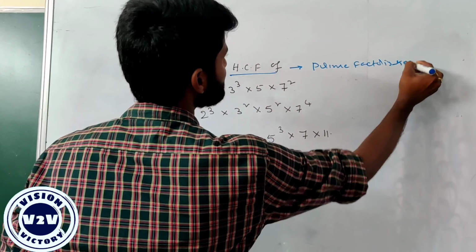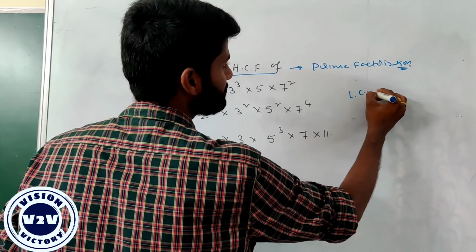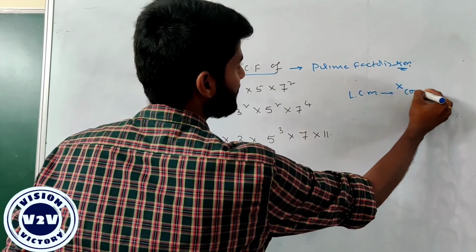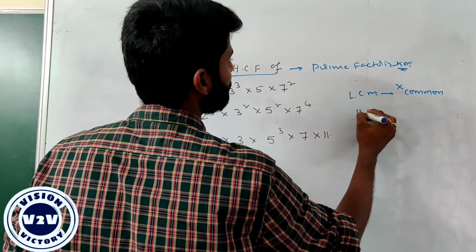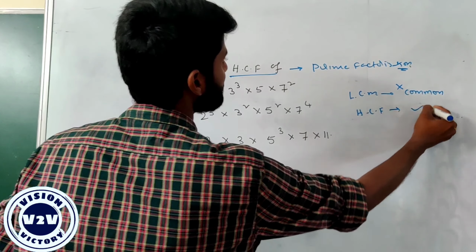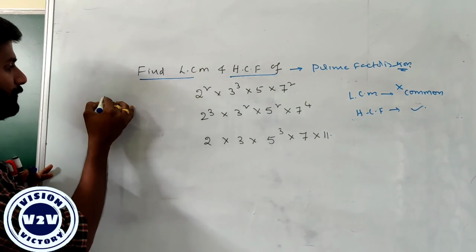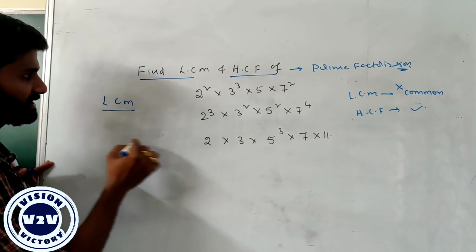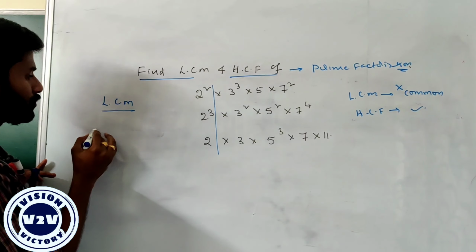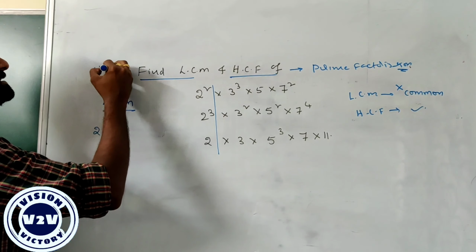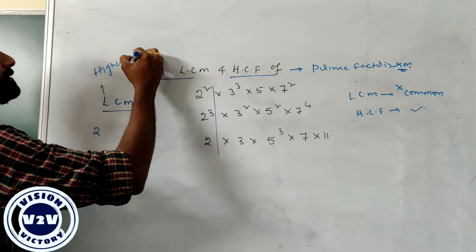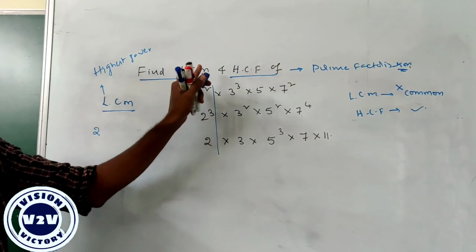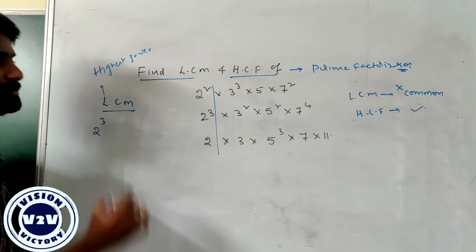See, I clearly mentioned earlier, the LCM does not require any common number. If we want HCF, definitely we require a common number. See, if you want the LCM of all these numbers, out of 2 we can pick the highest power. Just pick the highest power of 2. So out of all these numbers, the highest power is equal to 3.